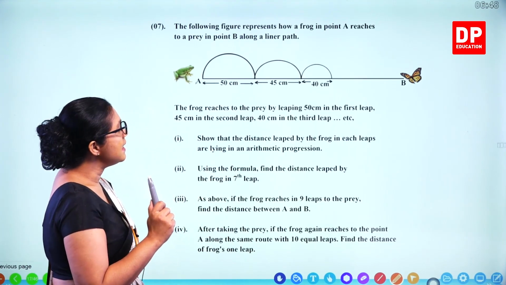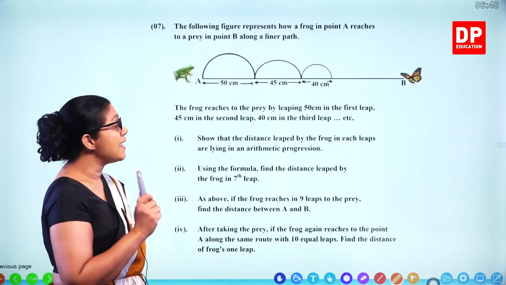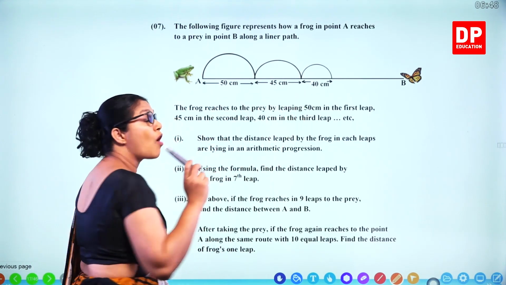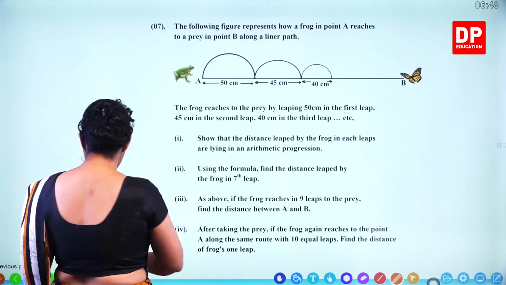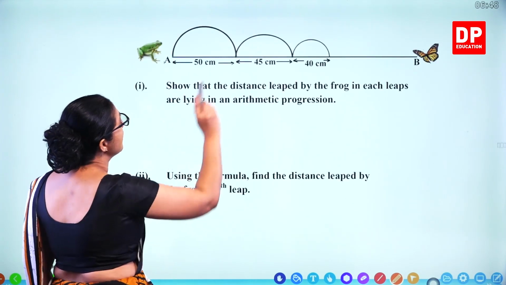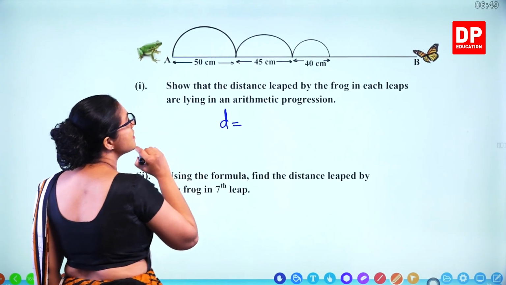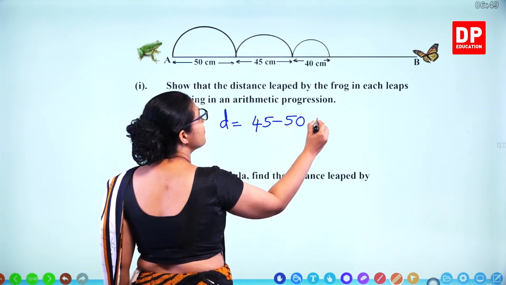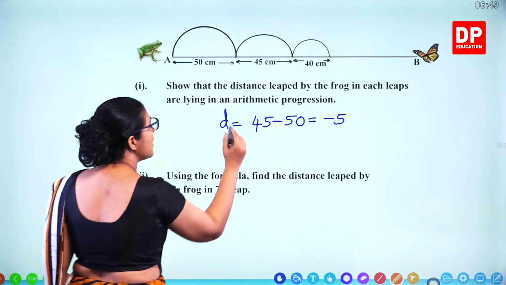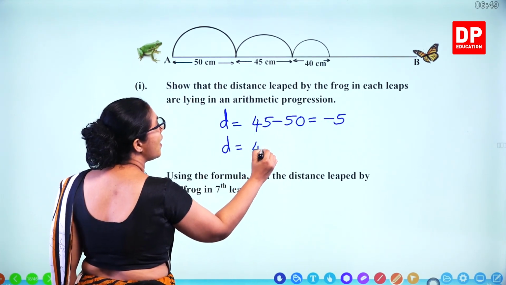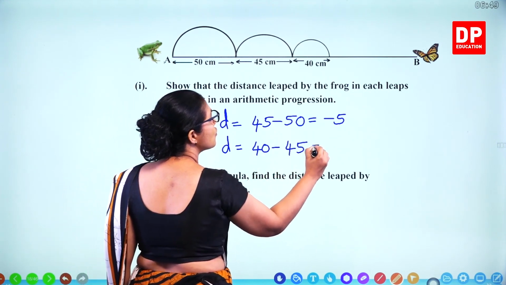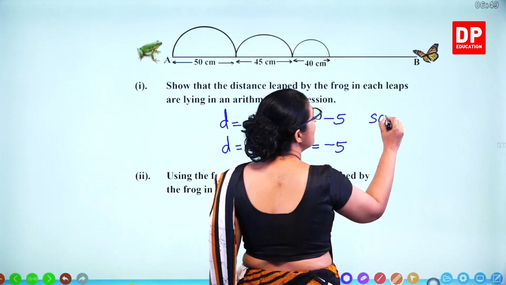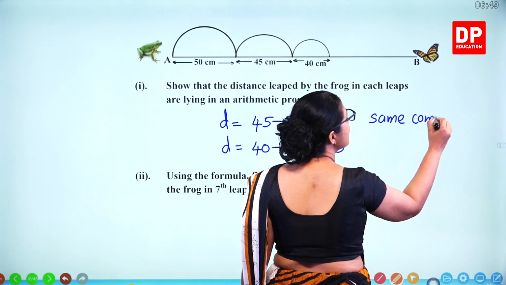Show that the distance leaped by the frog in each leaps are lying in an arithmetic progression. So we have to check whether the common difference is the same. So let's see. Okay, so how you find out the common difference? Take any term minus the previous term. So you get minus 5. We'll take the other one also. 40 minus 45. That's also minus 5. So that means same common difference.